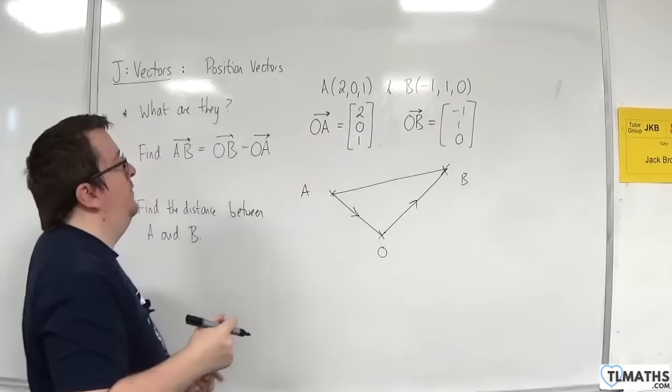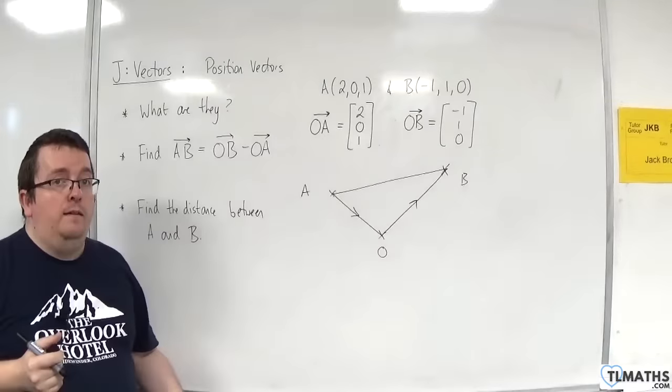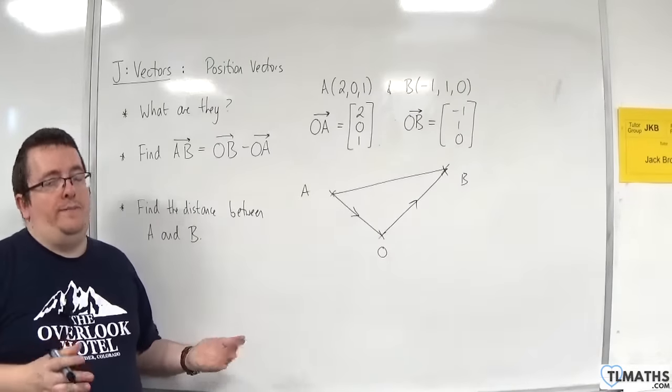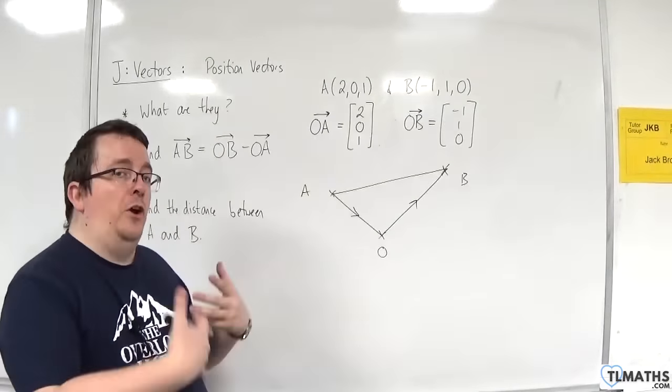So if you need to find the vector ST, it's OT minus OS. If you need to find the vector CP, then it's OP minus OC.